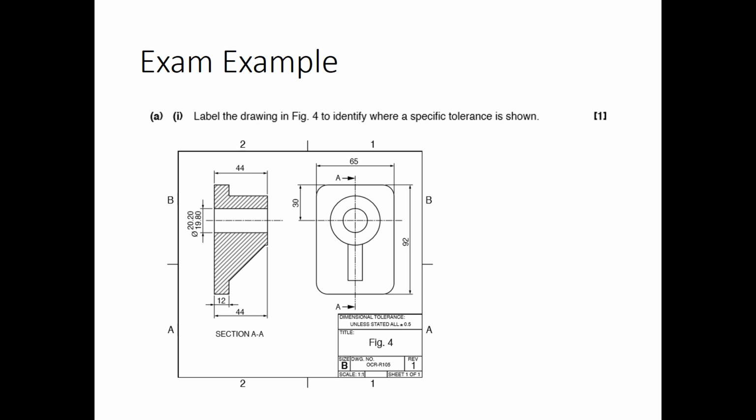Label the drawing in figure 4 where the specific tolerance is shown. So just see if you can find it, and it is just there. So it's showing you that it can either be made to 20.2 or 19.8 on the tolerance, and that will be for the diameter of that part.